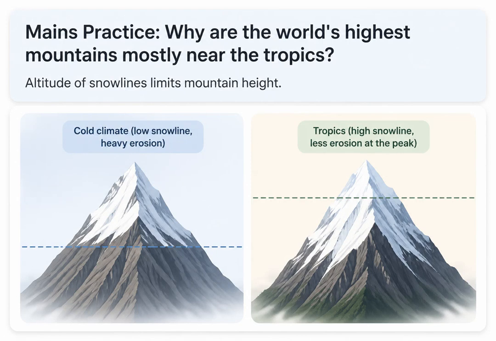Now, here is a fascinating question, often seen in advanced exams. Why are the world's highest mountains mostly located near the tropics? It comes down to the snow line. Glacial erosion is incredibly strong. In colder climates, the snow line is low, meaning glaciers form at lower altitudes and aggressively erode the peaks. Mountains generally only rise about 1,500 meters above their snow line before erosion caps their height.